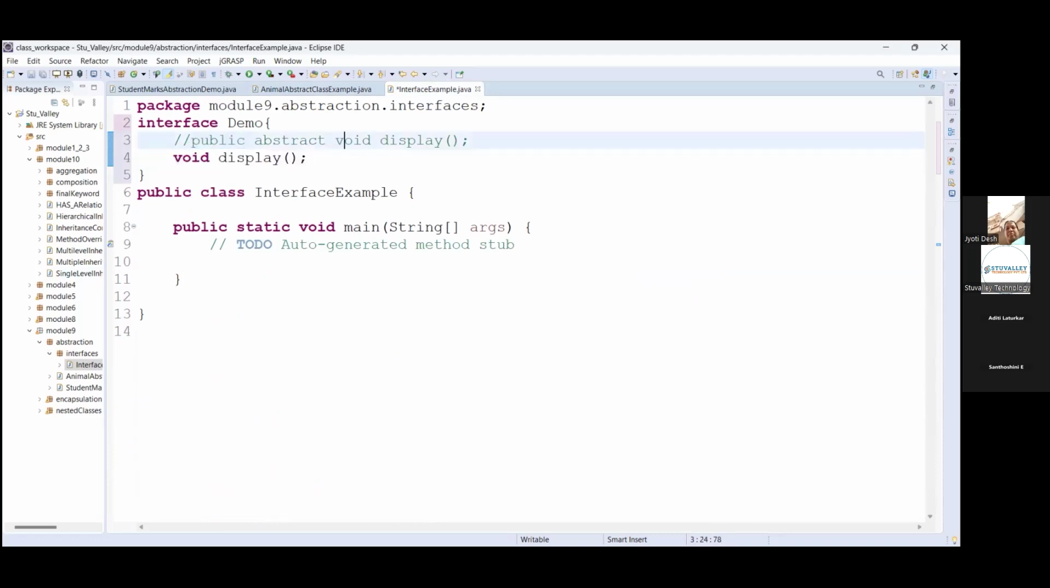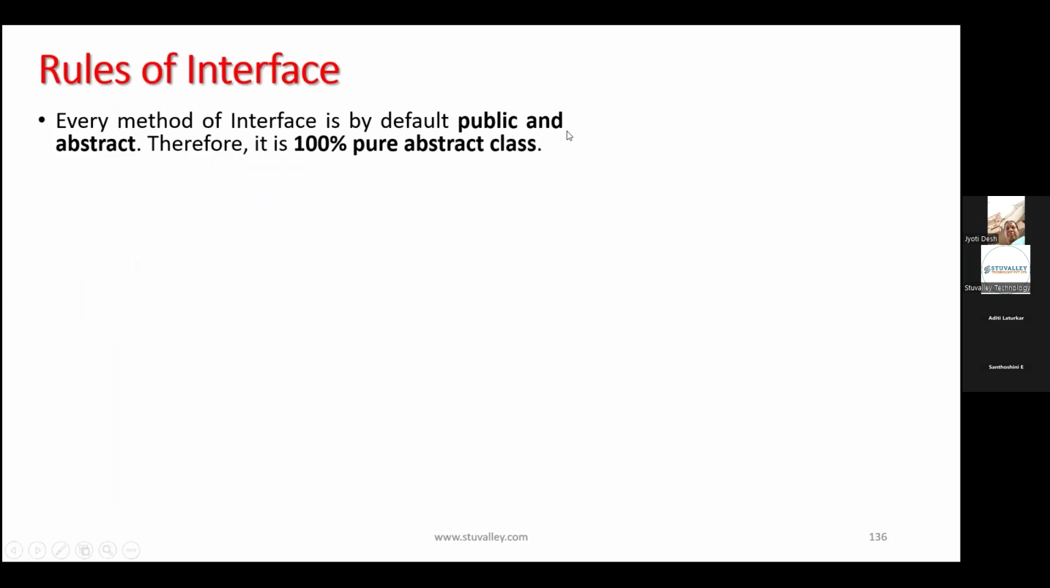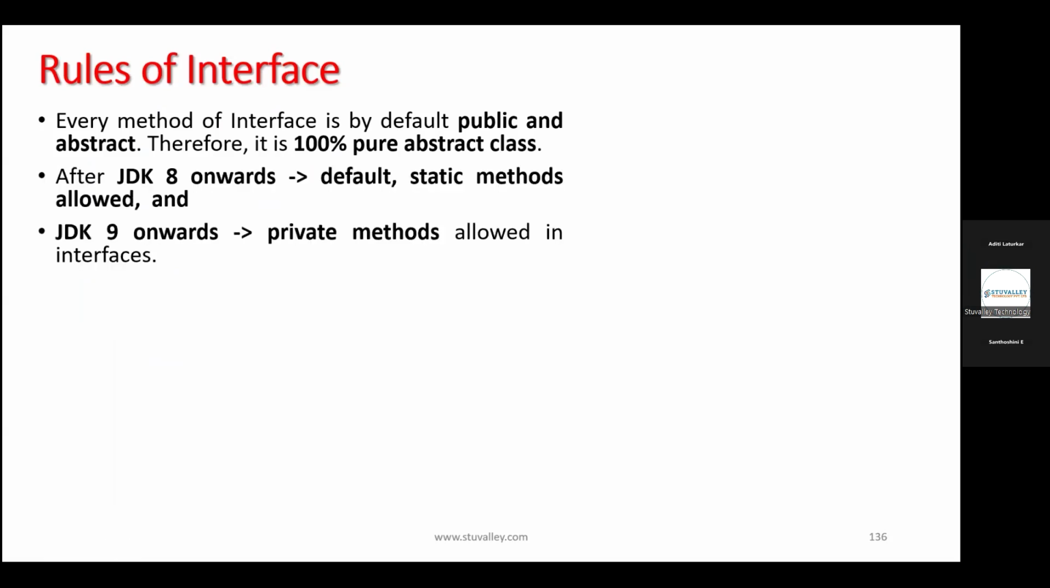So that is the first rule whenever we are writing an interface. Every method of an interface is by default public and abstract, and that is why it is a 100% pure abstract class. There are no concrete methods inside the interfaces. That is why we say that interface is full abstraction. We can achieve full abstraction. But this rule is valid until JDK 7 itself.